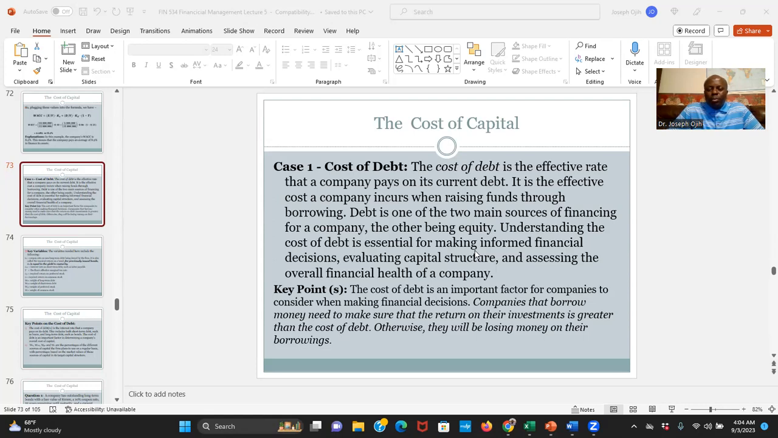Usually, companies that borrow money need to make sure that the return on their investment is greater than the cost of the debt. Very, very important. The return on the investment must be greater than the cost of debt. Otherwise, you'll be losing money due to the debt.